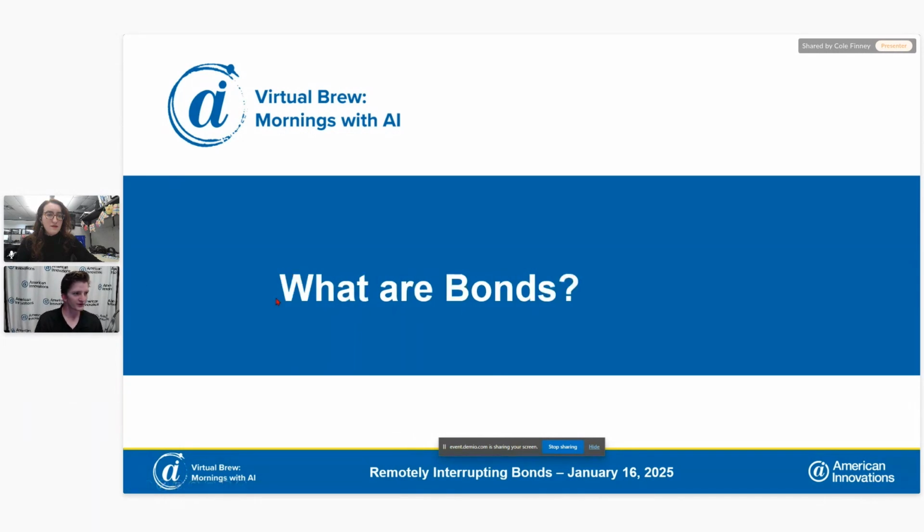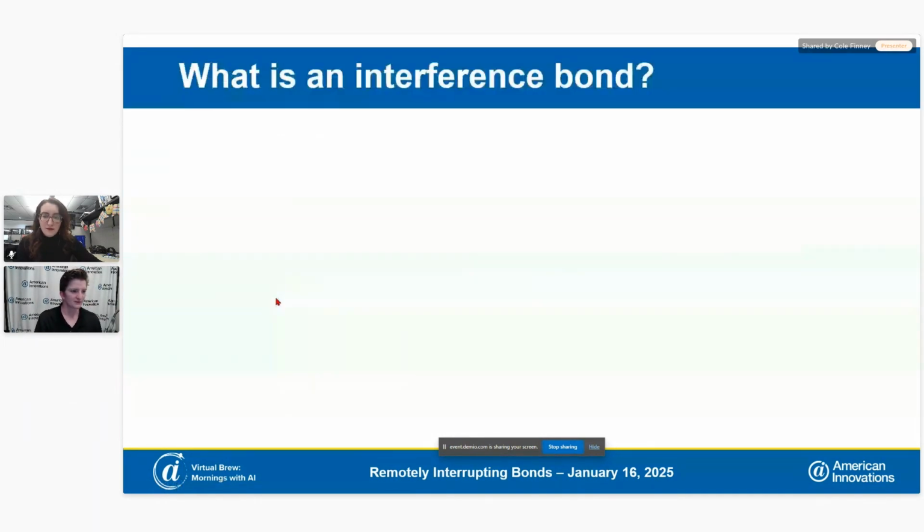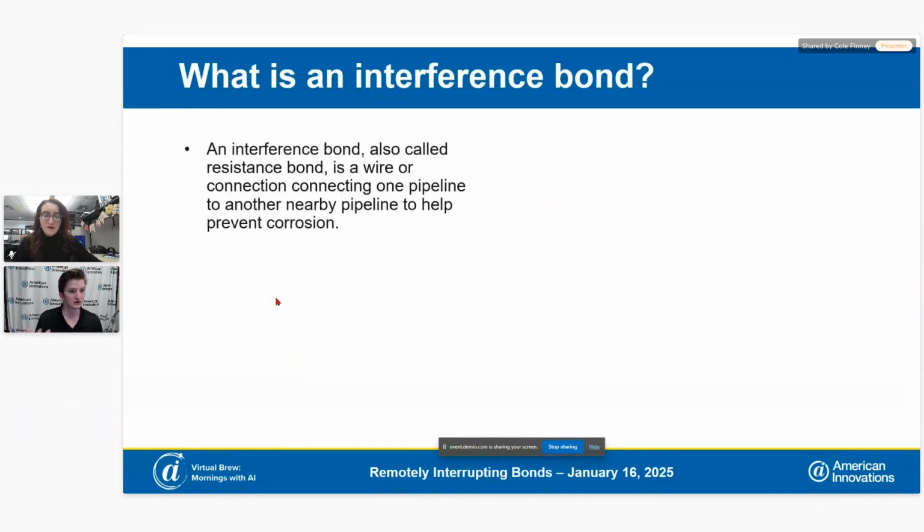So we're going to jump in and go over what is a bond. It may seem simple because some of these in their basic terms are pretty simple. An interference bond, or often also called a resistance bond depending on application, is quite literally a connection, usually in the form of a wire or a resistor, often a shunt, between one pipeline and another pipeline, used to help prevent corrosion between the two pipelines.